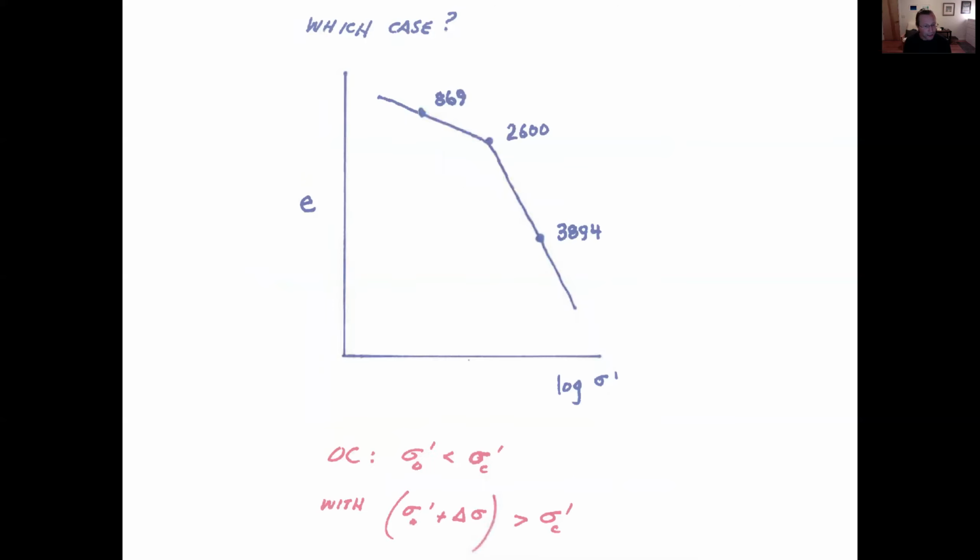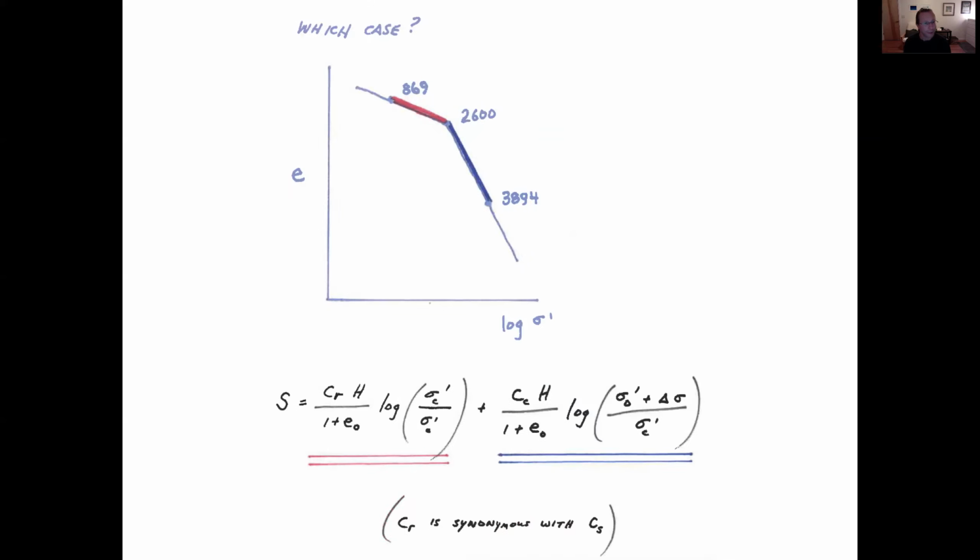This is over-consolidated, meaning the starting stress is less than pre-consolidation stress. And we have the condition where the final stress, or sigma naught prime plus delta sigma, is greater than pre-consolidation stress. So we're in one of these conditions where we're straddling the pre-consolidation stress, and a calculation, therefore, of settlement will involve both slopes, C sub R and C sub C. And it would look something like this.